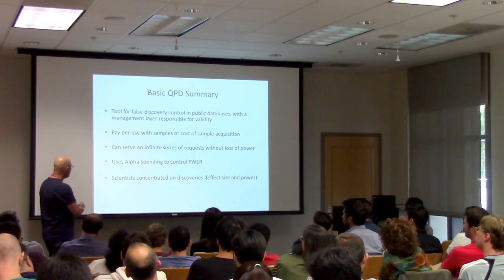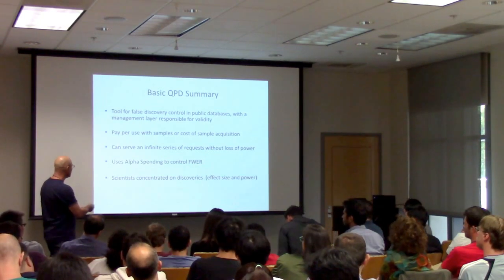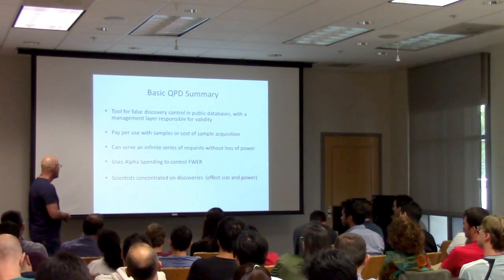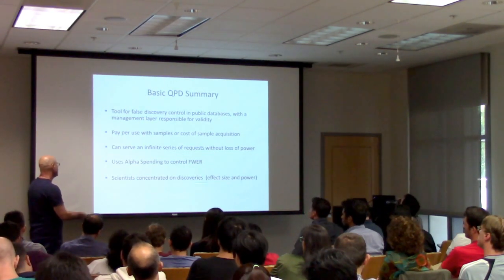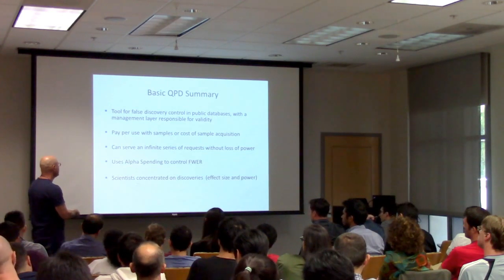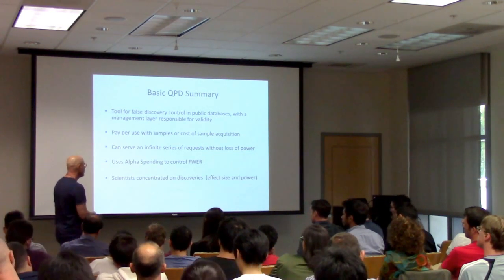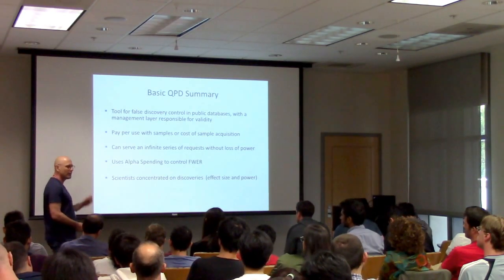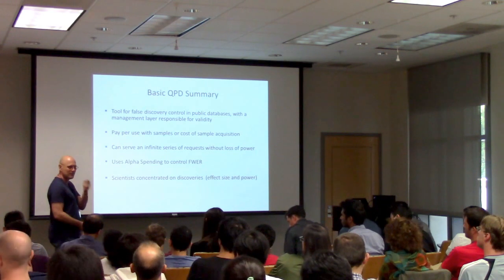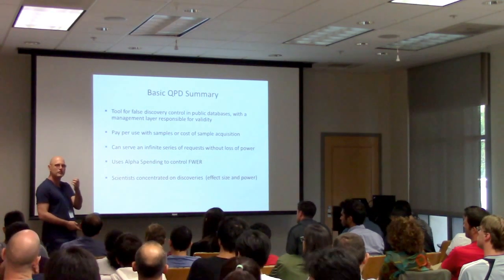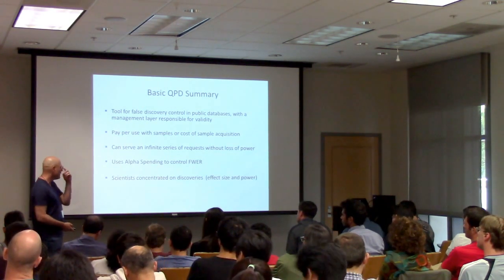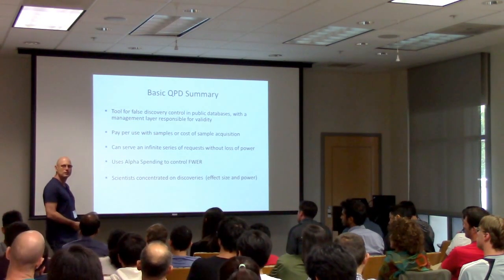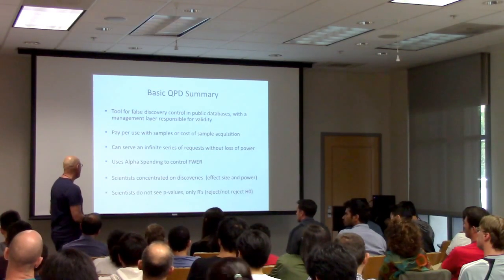Okay, so we are using alpha spending to control family-wise error rate, but we're compensating for the decrease in alpha by the increase of the data size. And the most important point here is that this shifts the focus of what scientists are concentrated on from worrying about p-values to not knowing anything about p-values, worrying about effect size and power. These are the only coins that we should be worried about. There's effect size, power, and cost. These are the only dimensions of the interaction of the scientist with the data set.